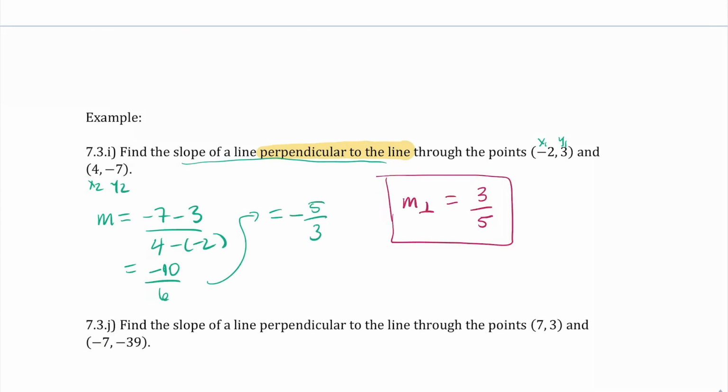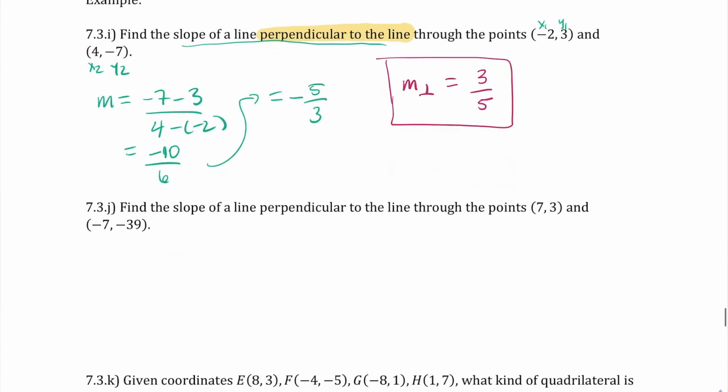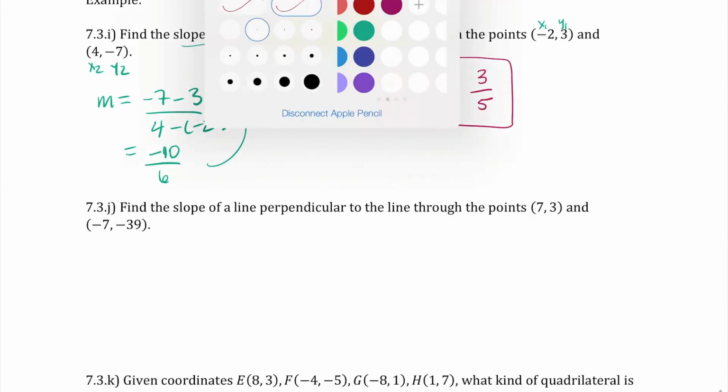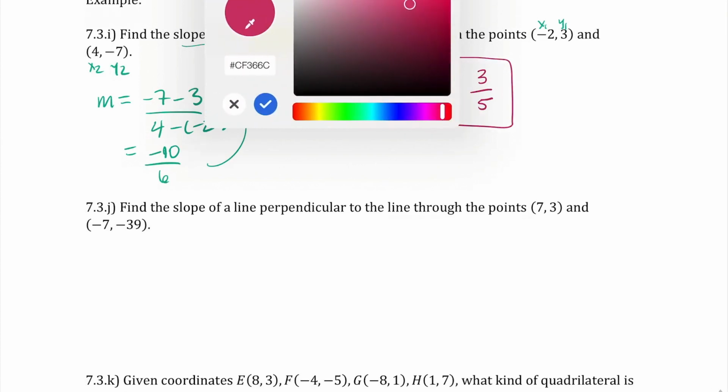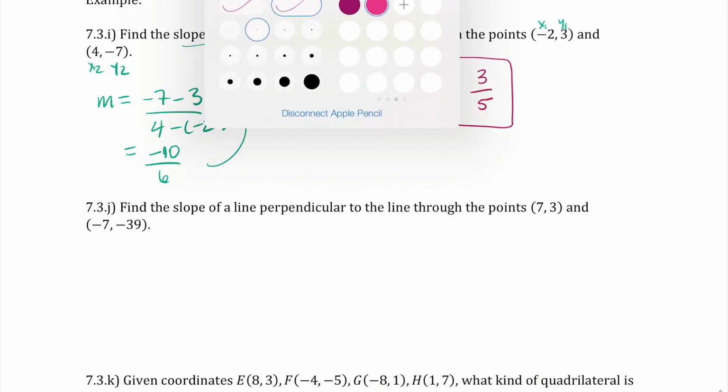That's a box, Miss Thibodeau. Ooh. I want to do an example because I'm enthusiastic. Anyways. I got a new color going on here. Yeah, that's the color I need.